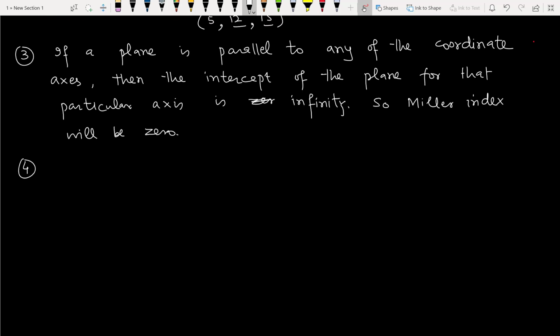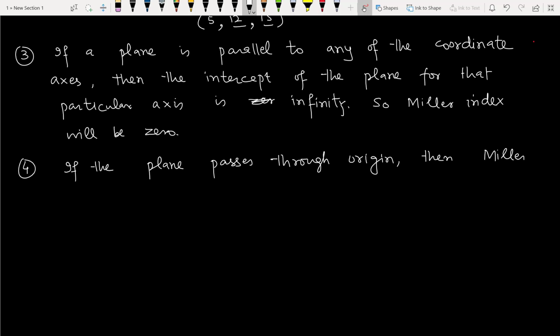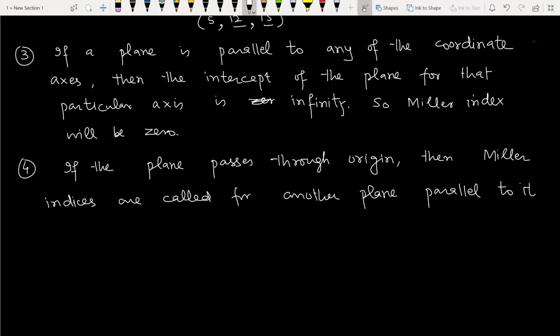Number 4. If the plane passes through the origin, then if we wish to find Miller indices for that plane, the Miller indices are calculated for another plane parallel to it, because parallel planes have the same Miller indices. That will be a family of planes.